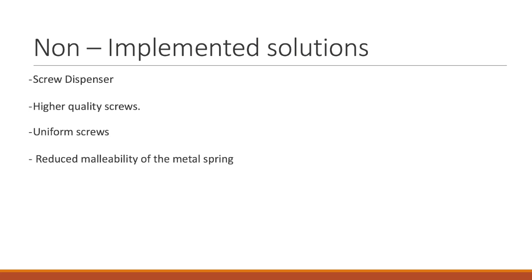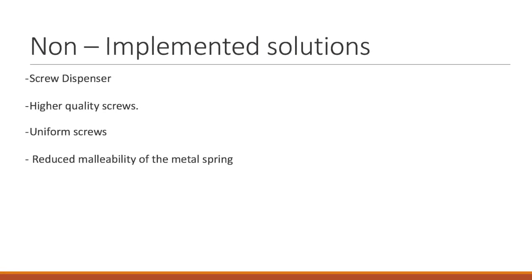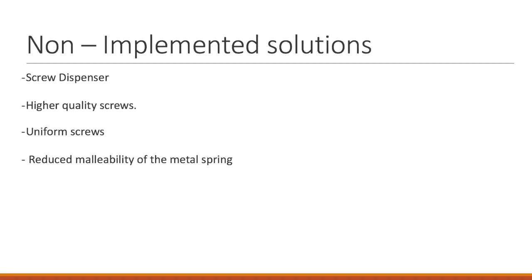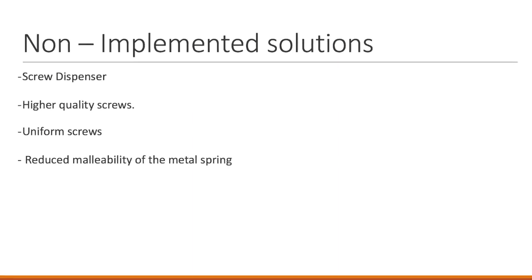The third solution was to introduce uniform screws. This would reduce the cognitive effort performed by the worker as opposed to trying to match each screw to its correct position. This would help increase the placement and tighter fastening of the screws.